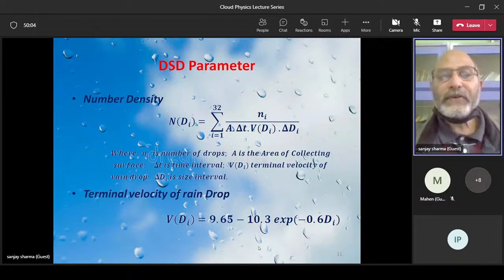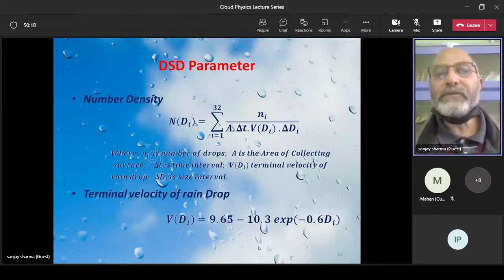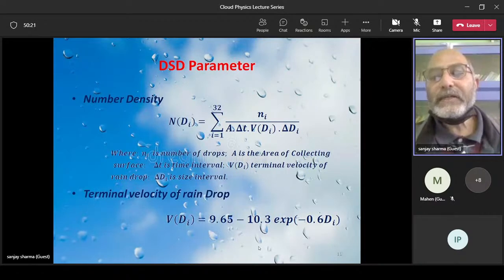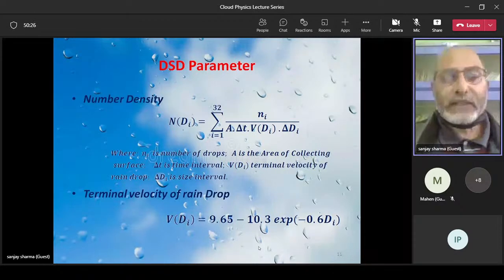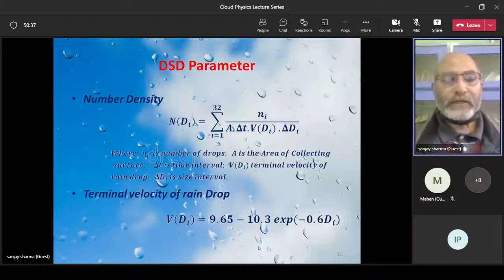And it is divided by the time interval in which that observation has been taken. And V is the terminal velocity of the raindrop for a given diameter. And delta D is the increment range of the drop diameter. And the terminal velocity of the raindrop is given by this formulation. It is a famous formula by Gunn and Kinzer. And it is a very important expression which we use for the study of raindrop size distribution.